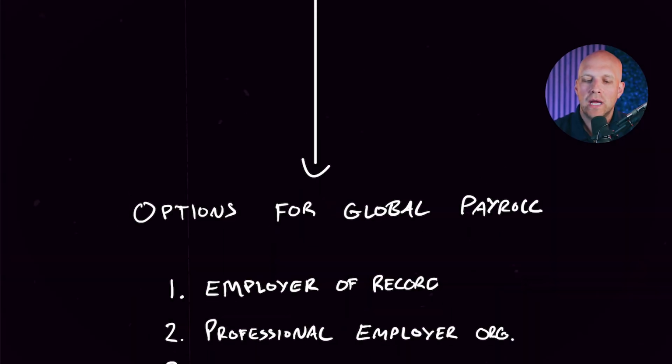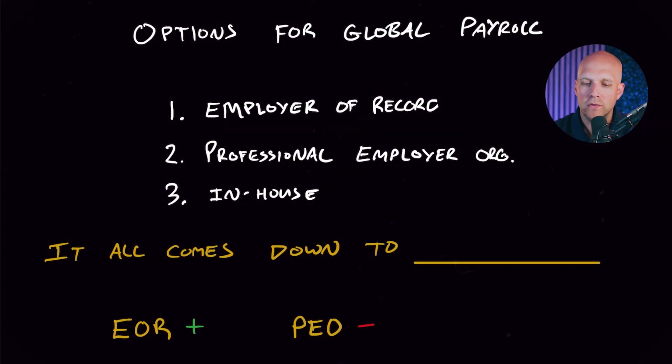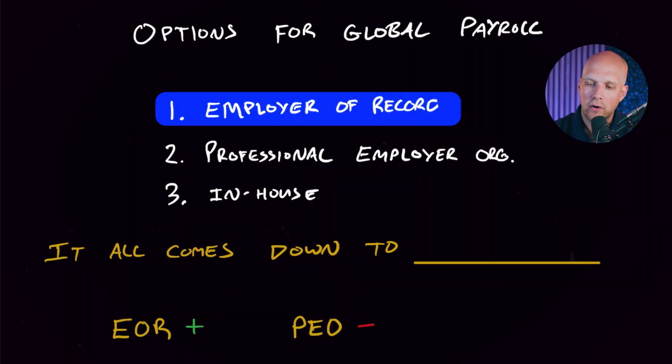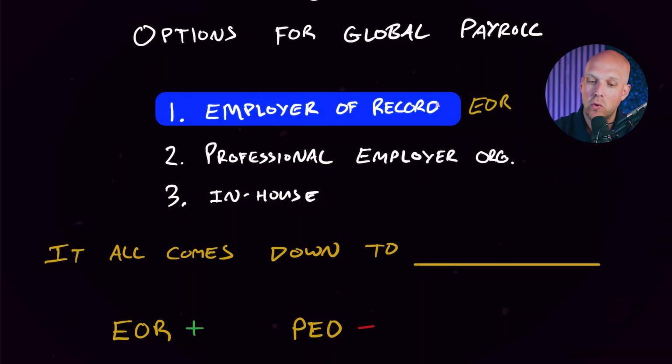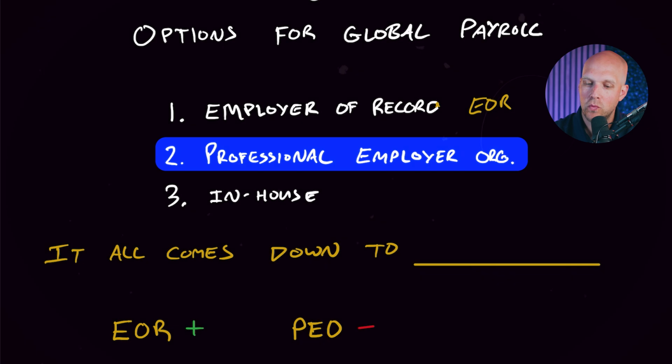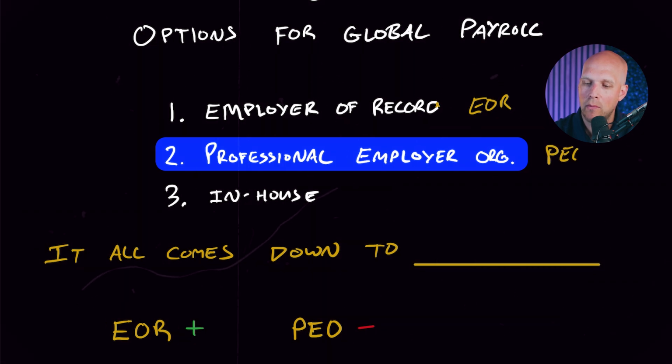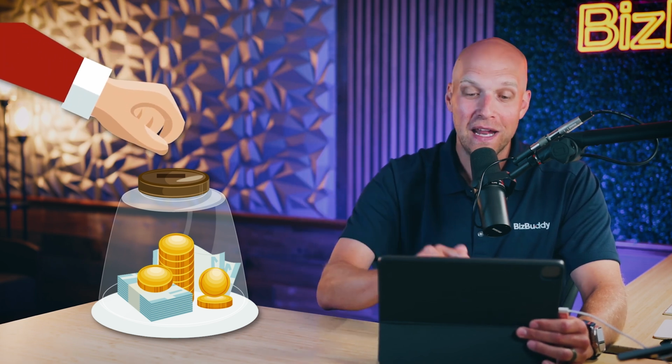The next thing you need to look at is your options for global payroll. There's really three. You have an employer of record, called an EOR. You have a professional employer organization, called a PEO, and you're probably familiar with these. Or you can go in-house. In-house is if you have an extremely large budget where you can manage attorneys, HR, all of these different things in-house. Most people watching this video are a bit more savvy with their finances, so they're looking at the difference between an EOR and a PEO.